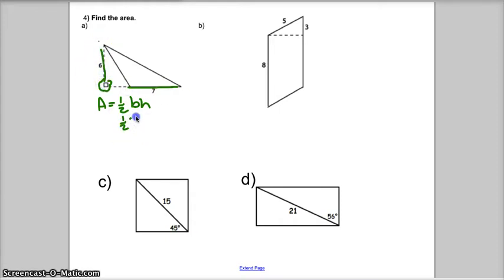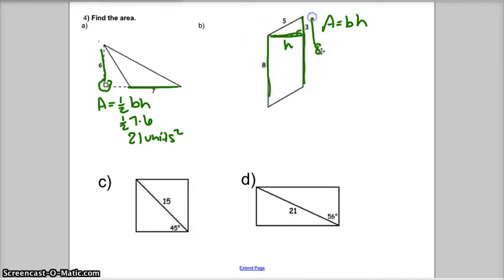So it's 1/2 base times height. So that's going to give me 21 units squared. Here's a parallelogram. Area is going to equal base times height again. This is where the 90 degrees is going to be. So this is the height. So the base is this side over here, which is the same length.